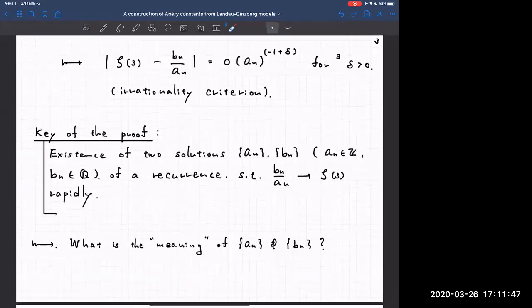And here, I want to refer to the key of the proof. The point is, we have found the existence of two solutions, A_n and B_n. Here, A_n is an integer and B_n is a rational. They are solutions of a recurrence, such that B_n over A_n converges to zeta 3 rapidly. So the natural question is, what is actually the meaning of A_n and B_n, or perhaps the recurrence itself?